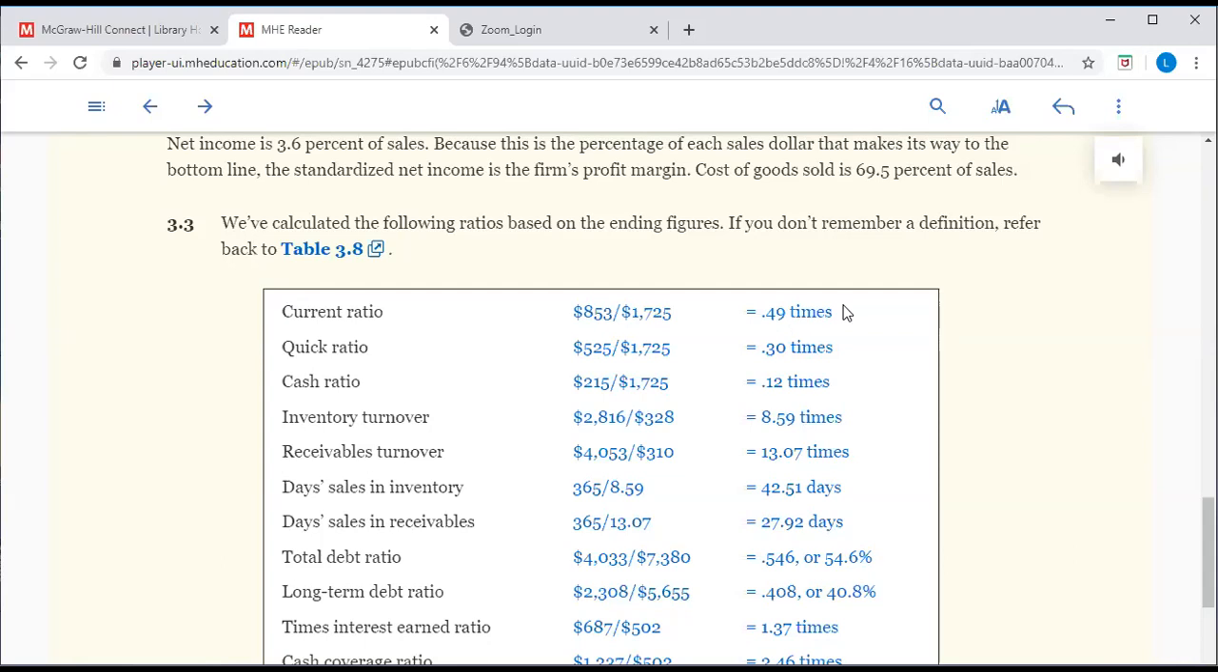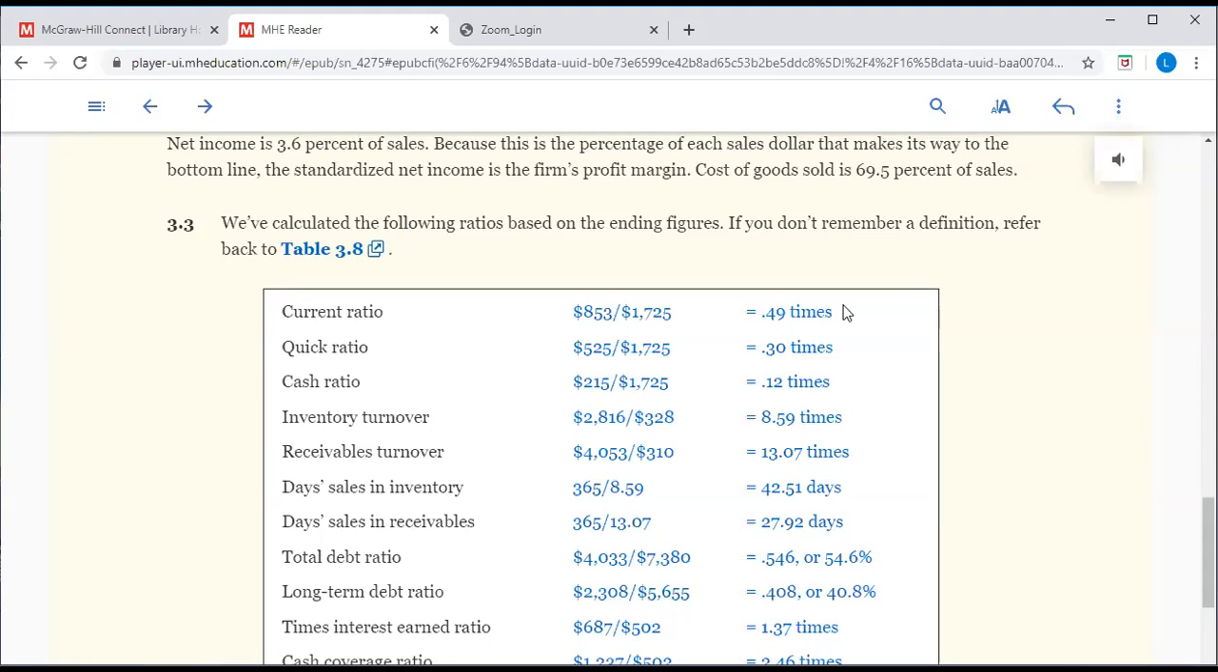The cash ratio. How much cash do they have, just cash, to pay their current liabilities? So we take cash, 215, divided by current liabilities of 1725, and we get 12 cents. So for every dollar of current liabilities, this company has 12 cents of cash, or it can only pay their current liabilities 0.12 times, so not even one time. So is that good or bad? It depends on the past history of the company and their peers. It might be normal for their industry, or it may be bad, or it may be really good. I'm not sure.